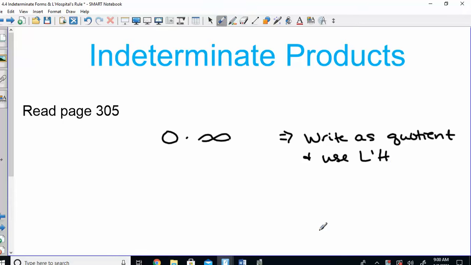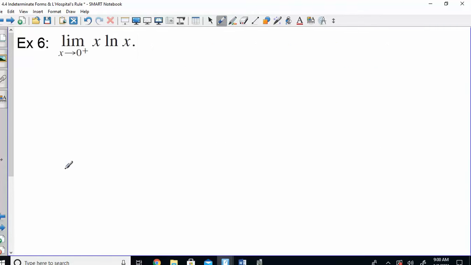So if we have something like this, we want to try to rewrite it and then treat it like yesterday's problem. So our first example: the limit as x approaches 0 from the right of x times the natural log of x.